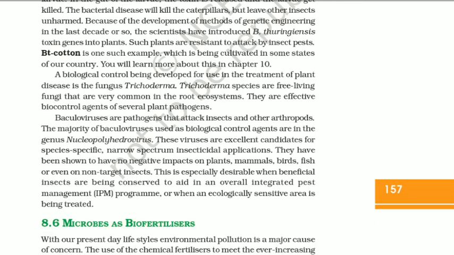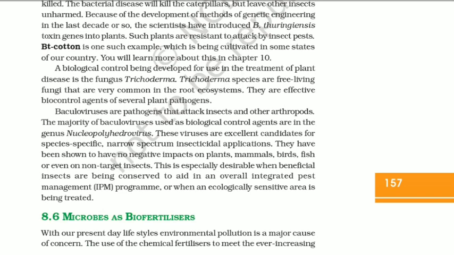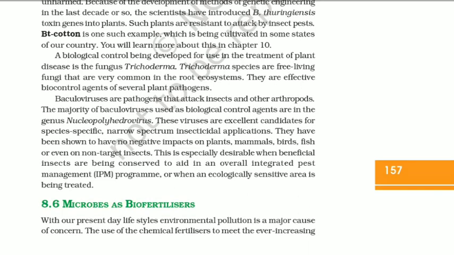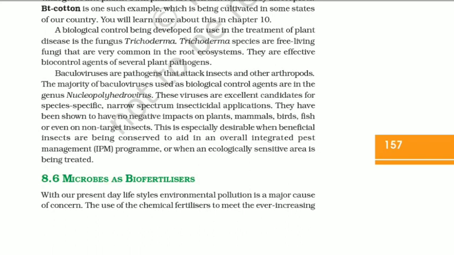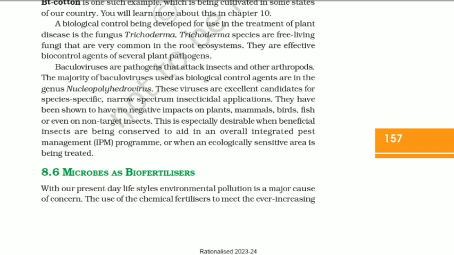Because of the development of methods of genetic engineering in the last decade or so, scientists have introduced Bacillus thuringiensis toxin genes into plants. Such plants are resistant to attack by insect pests. BT cotton is one such example, which is being cultivated in some states of our country. You will learn more about this in chapter 10.